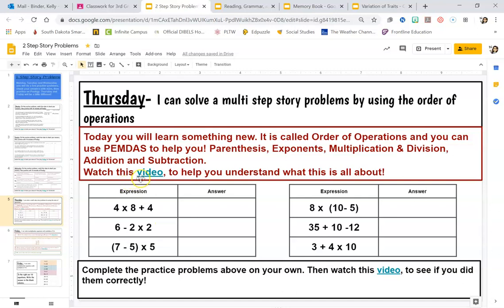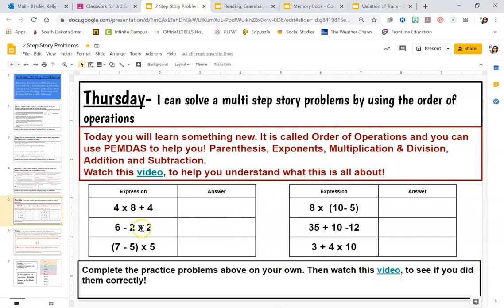You're going to need to watch this video up here first so you know what this is all about, okay? There's a certain order you have to do the steps in. You can't just go left to right. There's a certain order you have to go in called order of operations. So click here and watch this video and then work on these practice equations. Then you're going to want to watch the video to see if you did them correctly, okay?